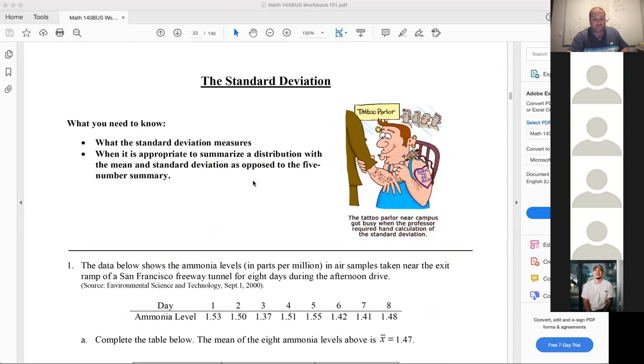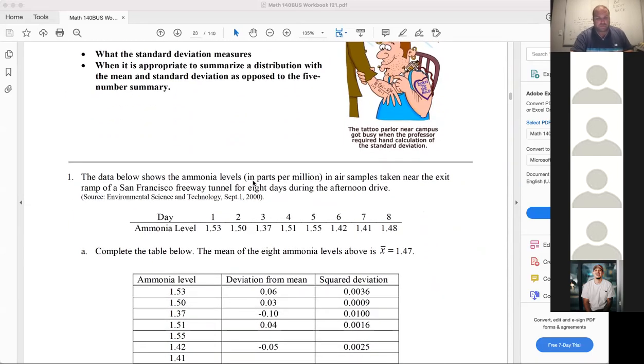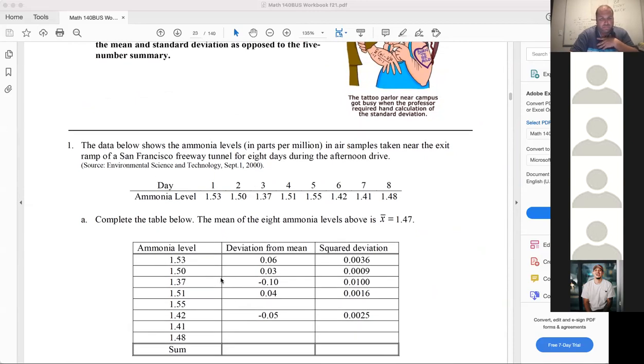So let's do the standard deviation now. The data below shows the ammonia levels in parts per million in air samples taken near the exit ramp of the San Francisco freeway tunnel for 8 days during the afternoon drive. 8 data points. Complete the table below. For example, they've already calculated the mean for us. They were very nice. The mean is 1.47. So how far is 1.55 from the mean?